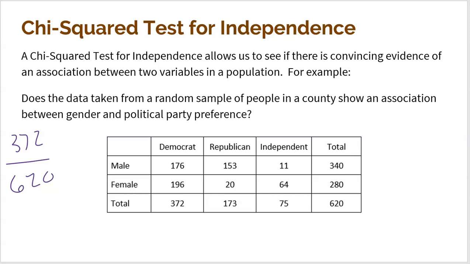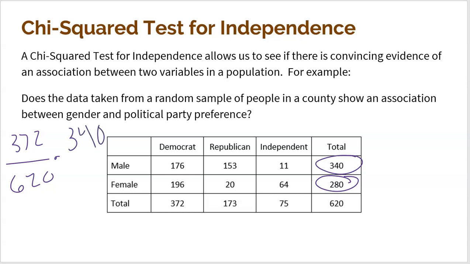372 out of 620 is 60%, right? So 60% of people, total people in this survey, were Democrat. So if there was truly no association, 60% of the 340 males should be Democrat, and 60% of 280 females should be Democrat. And that's where we multiply, right? Because now we're going to take that proportion, 372 out of 620, 60%, and multiply it by 340.